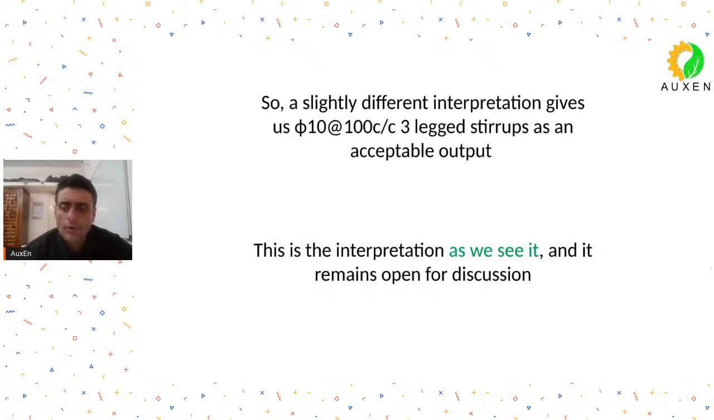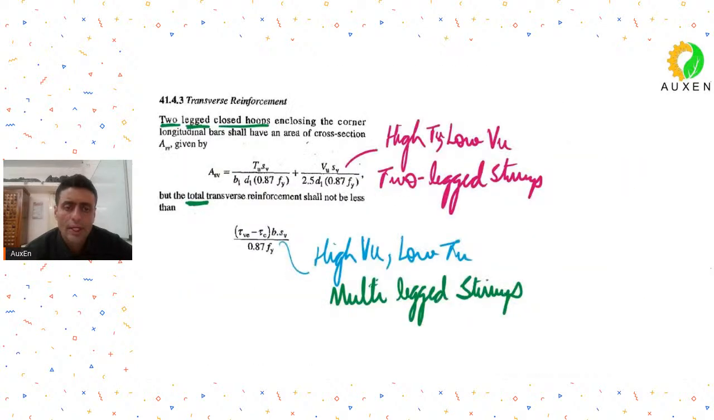Okay. So before I move ahead, just to conclude what we have done, we had two formulae given to us in the code. What I said is that for the first formula, we have to provide two-legged stirrups, but as per the second formula, you can provide multi-legged stirrups. Now after this, whichever is higher, you have to provide that. So if you are getting critical values from the two-legged stirrup scenario, you have to provide that. If you are getting the multi-legged stirrup as critical, you can do that.